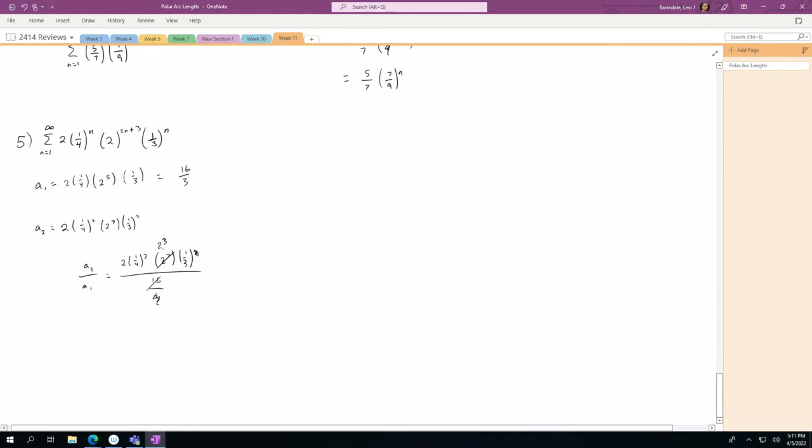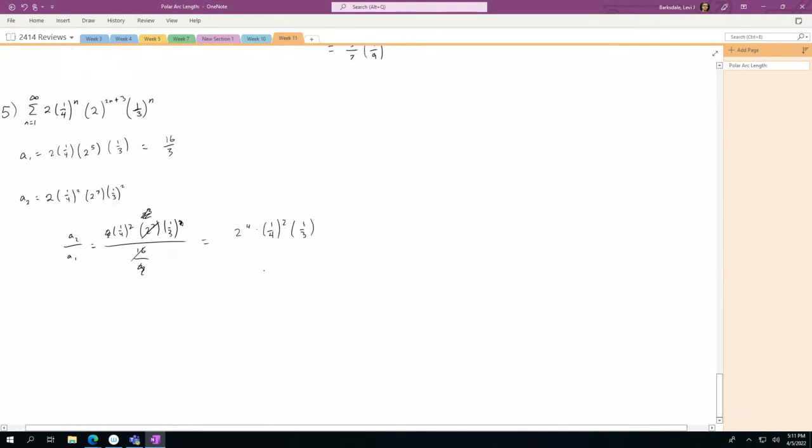Now we've got 2 times 2 to the 3rd is 2 to the 4th. Now 2 to the 4th is 16. 1/4 squared is 1 over 16, so these cancel. And we're left with just 1/3 as our ratio. So our sum is then our first term over 1 minus our ratio, which is 16/3 over 2/3, which is 16/3 times 3/2, which is equal to 8.